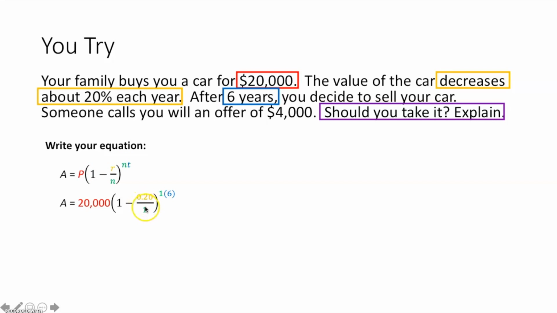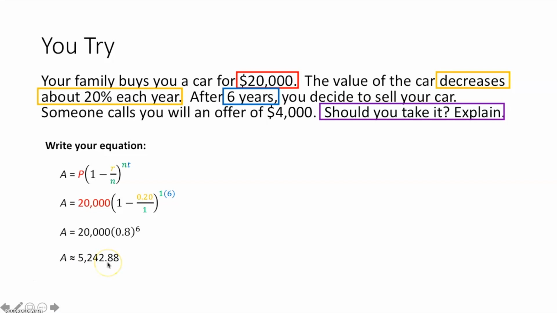0.2 divided by 1 is 0.2. 1 minus 0.2 is going to be 0.8. Then we raise 0.8 to the 6th power by our order of operations. We've got to do exponents before we multiply. So 0.8 to the 6th multiplied by our 20,000 gives us 5,242.88. What does this mean?